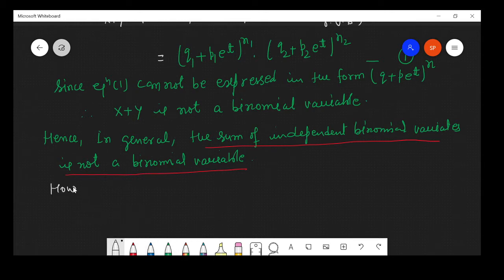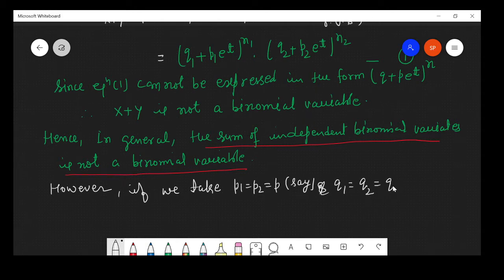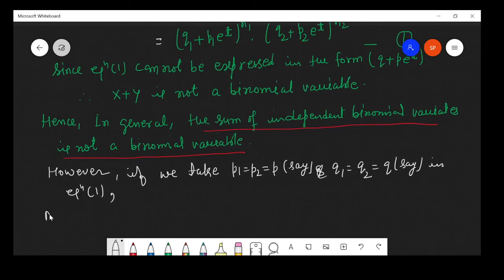However, if we take p1 is equal to p2 is equal to p, and q1 is equal to q2 is equal to q in equation 1, now the moment generating function of x plus y of t is equal to what?